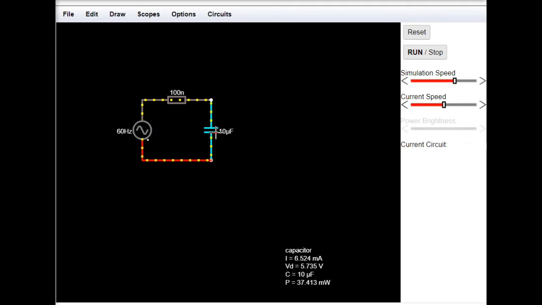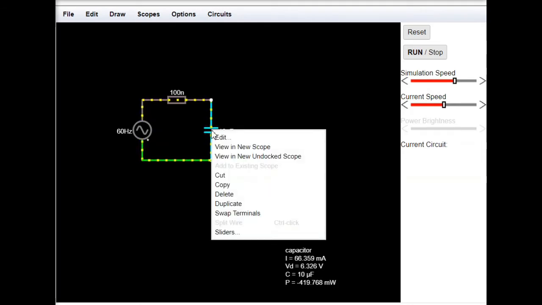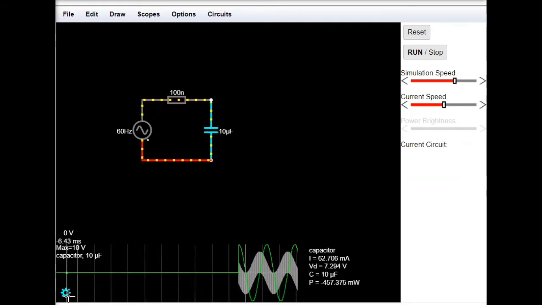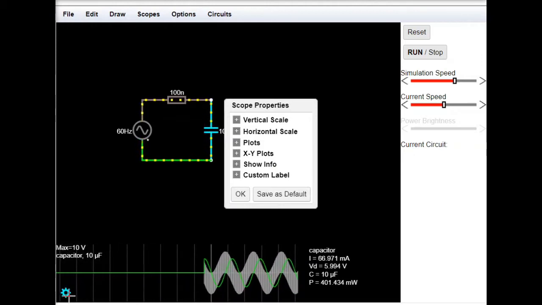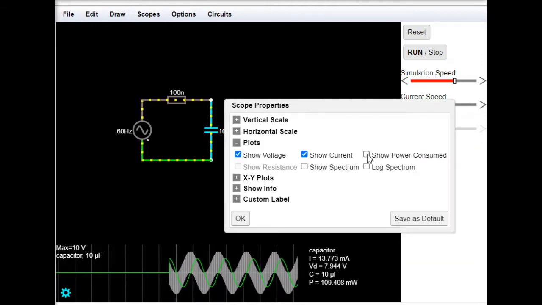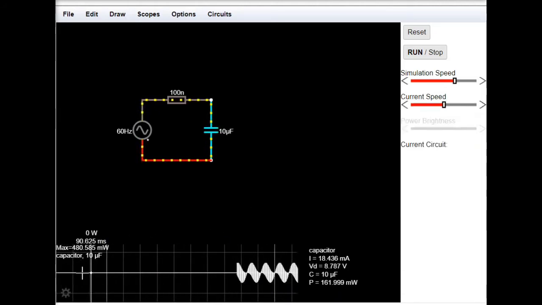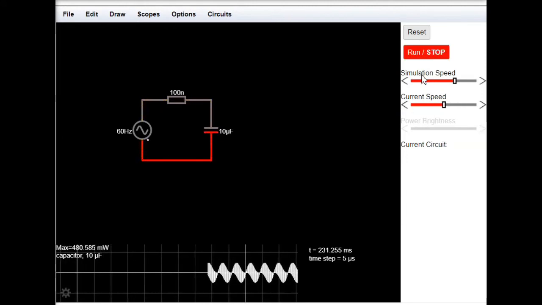So now, how do I see the power across this 10 microfarad capacitor? You gotta click view in new scope, and after that you click over the settings option and plot, and then show the power consumed. Okay, so you can see, and then just stop it. So you can see the maximum power that it's transferring. It's 480 milliwatts, right? That means the reactive power for this capacitor is actually 480.58 milliwatts.